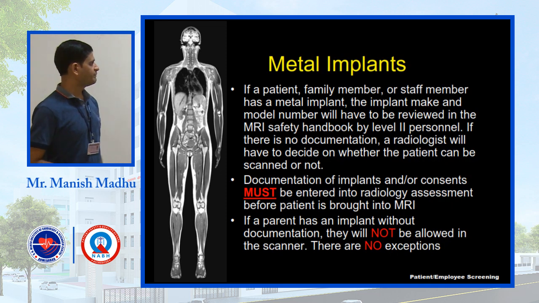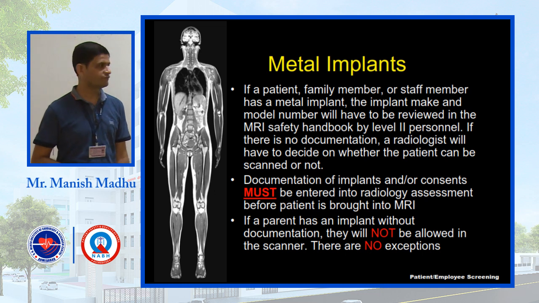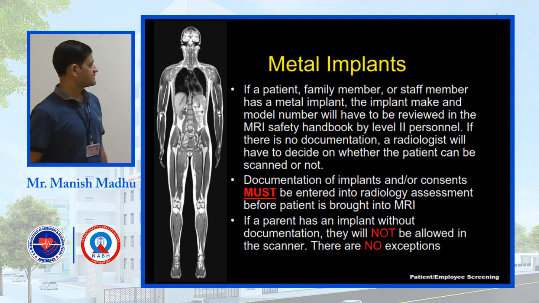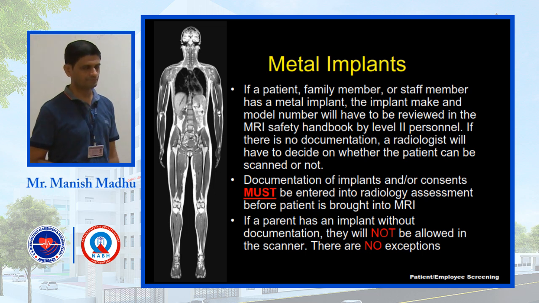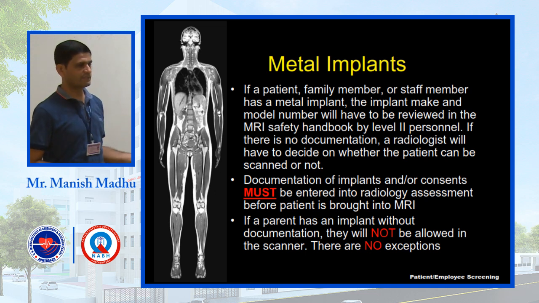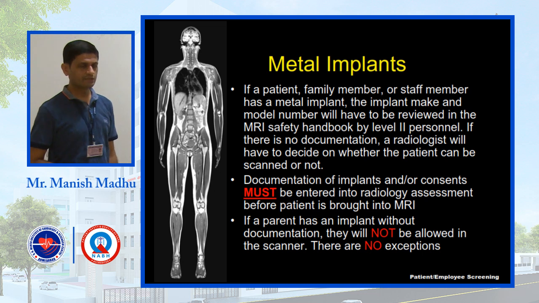Metal implants. If a patient, family member or staff member has a metal implant, the implant make and model number will have to be reviewed in the MRI safety handbook by level 2 personnel. If there is no documentation, a radiologist will have to decide whether the patient can be scanned or not. Documentation of implants or consents must be entered into the radiology assessment before the patient is brought into MRI.